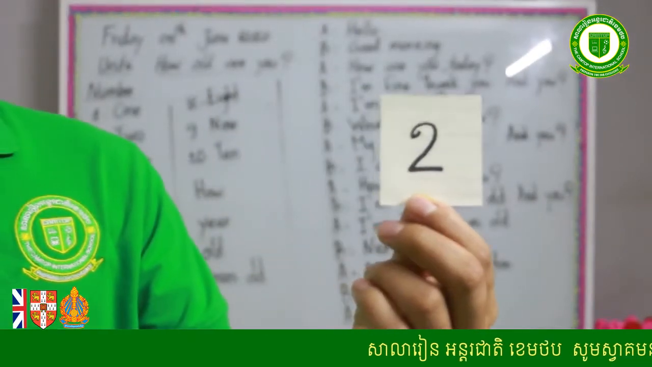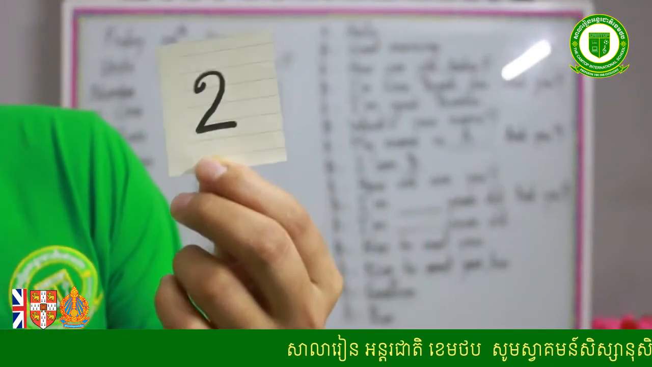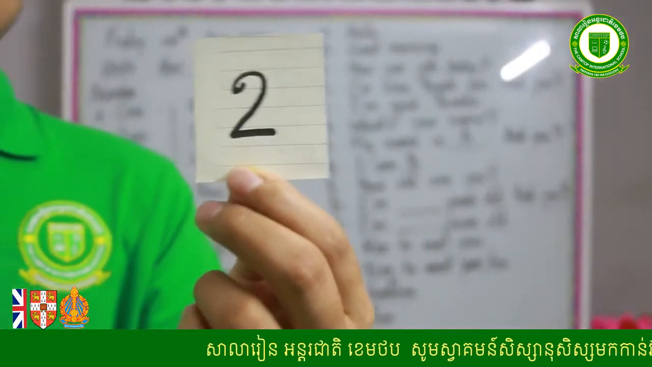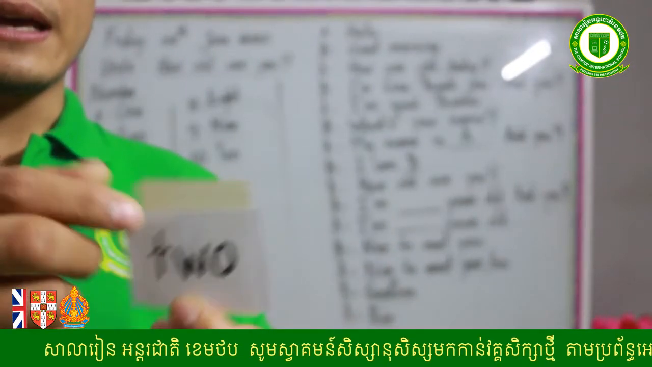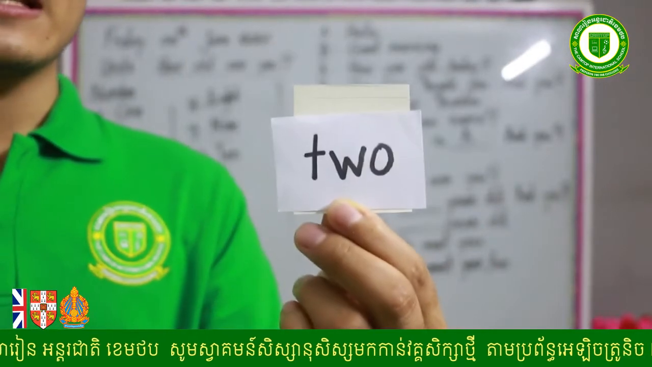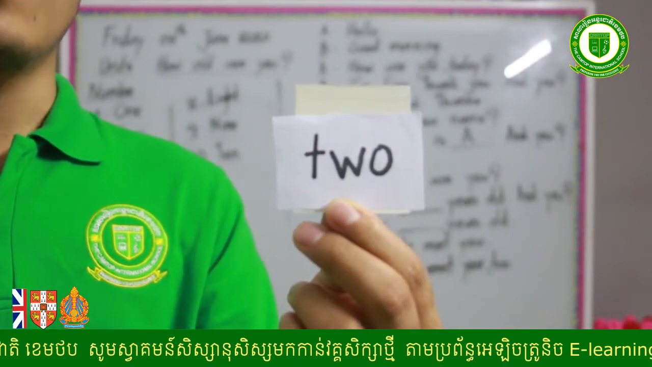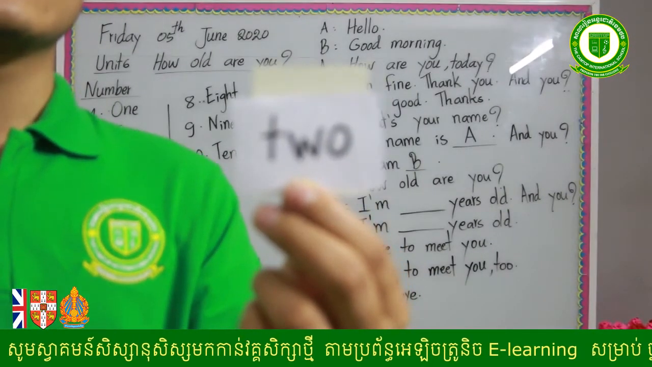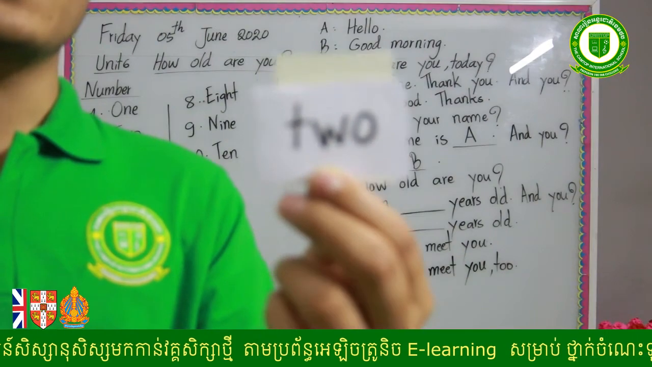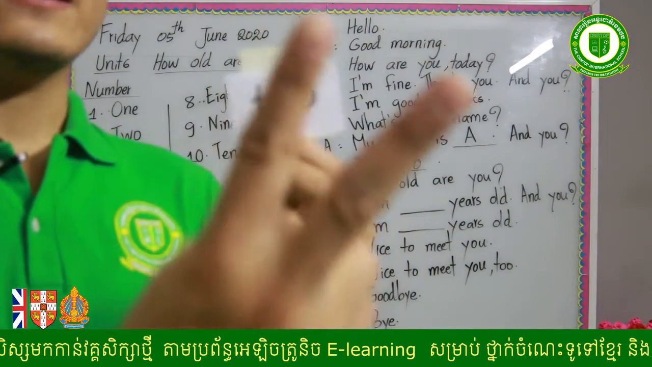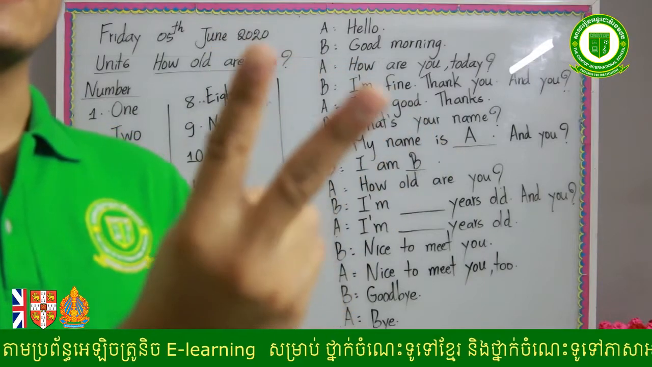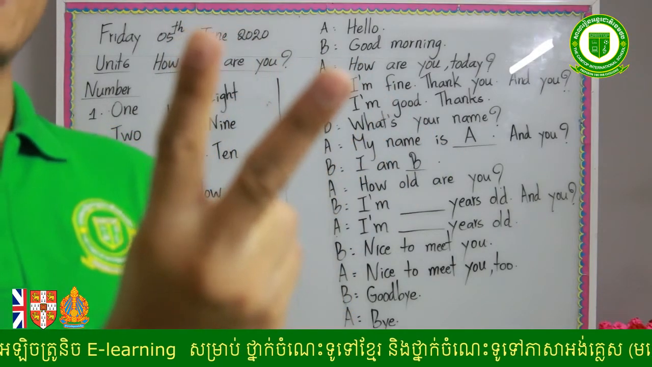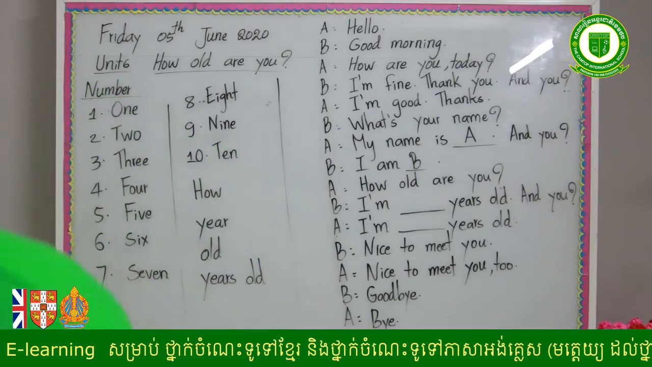The next one, can you tell me what number is this? Number 2. How do you spell 2? T-W-O. So this one is 2. Look at the fingers right here. I have 2 fingers. 1, 2. Good.